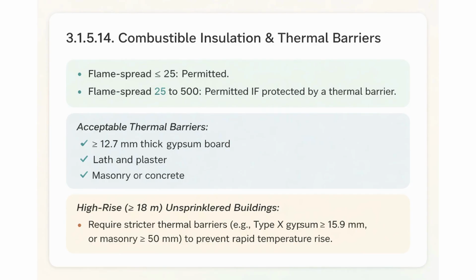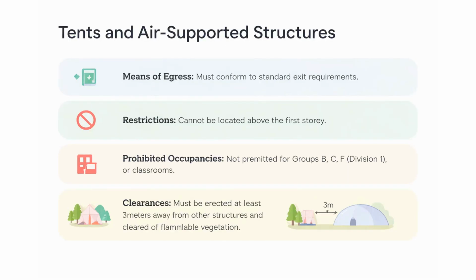Picking up right where we left off, let's examine the specific code requirements for tents and air-supported structures. Because these structures lack the inherent fire resistance of traditional buildings, the code places strict limitations on them. For instance, they cannot be placed above the first story of another building, and they are strictly prohibited for institutional, residential, or high-hazard industrial occupancies, as well as classrooms. Furthermore, to prevent fire spread, they must maintain a minimum 3-meter clearance from other structures and be completely cleared of any flammable ground vegetation.